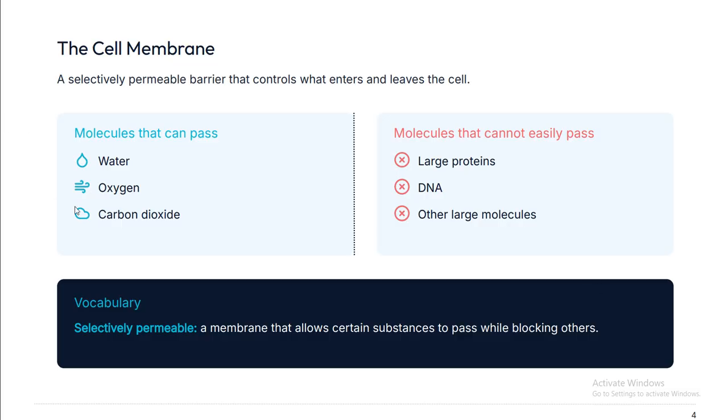And that is because these in a cell, it's really, really small, so if things that are too big try to enter, it just wouldn't be able to enter, as you can see here.